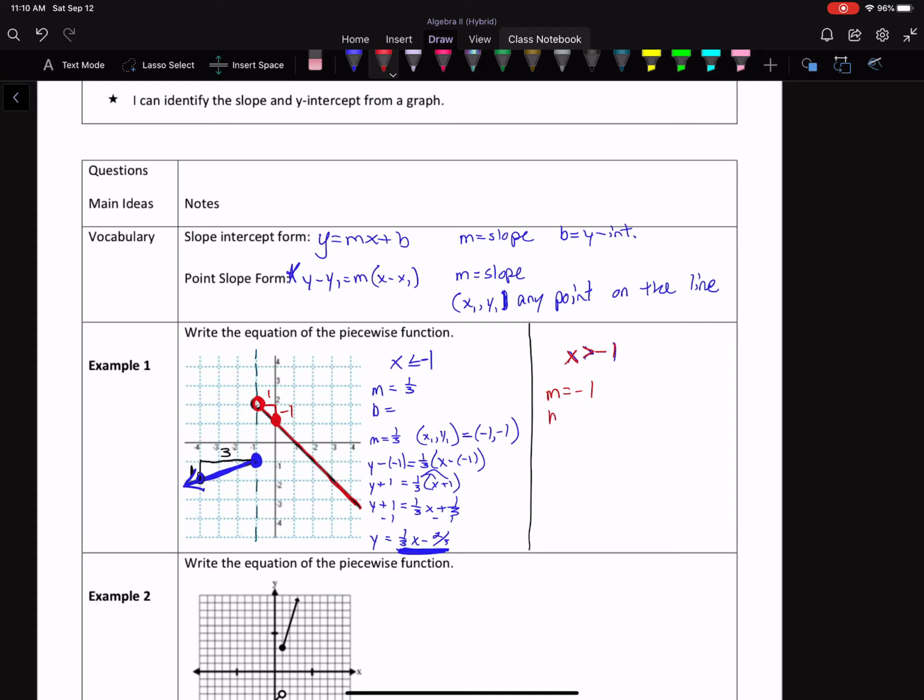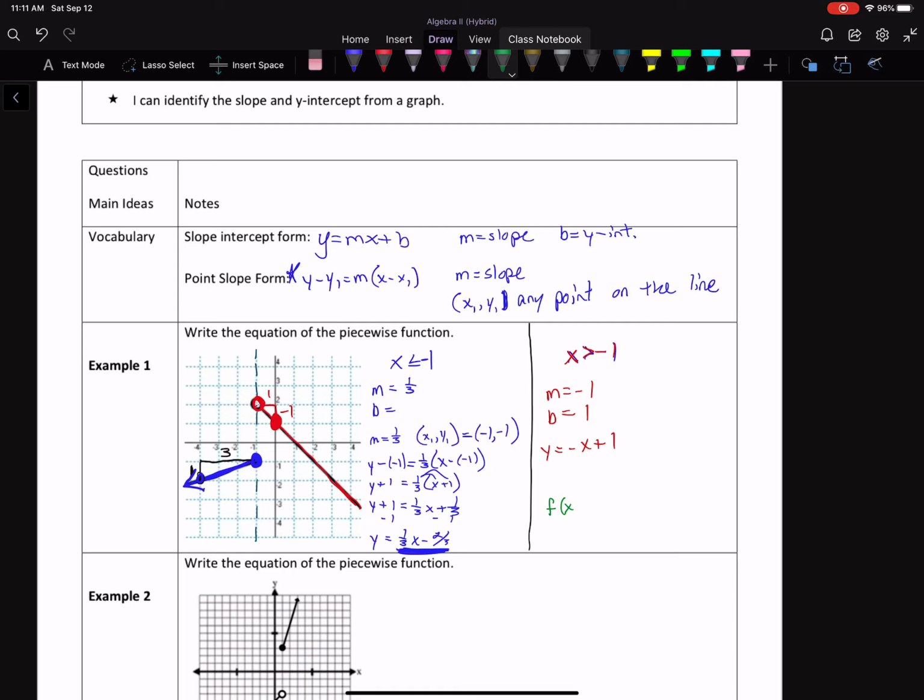And we also need our y-intercept. This one is actually less work because I can find that point quite easily. I'm crossing the y-axis at a value of 1. So I have m, I have b. I can write my equation: y equals negative x, that's my slope, plus 1. Now that you have both of your equations, we can go ahead and write our piecewise function.